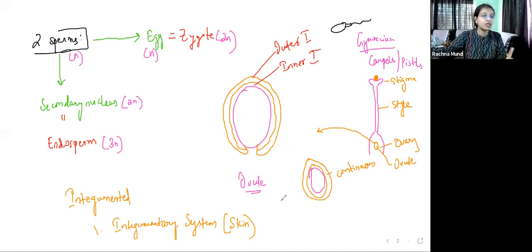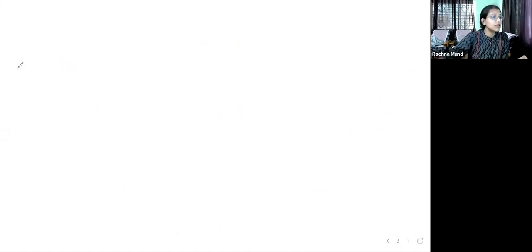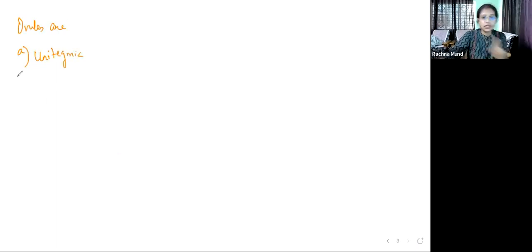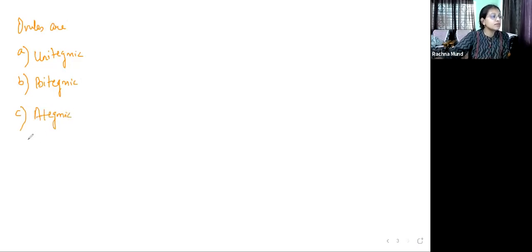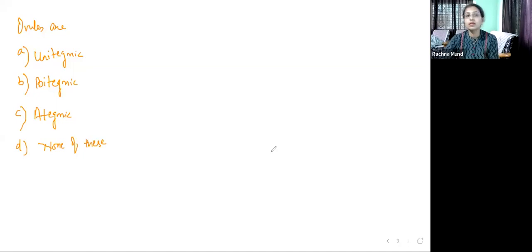And note here, again an entrance question. I'm writing up questions in this page. I'm giving you the options. Question is, ovules are unitegmic, bitegmic, ategmic, none of these. See, from one question, how many questions are we covering? This is the first question. Ovules are unitegmic, bitegmic, ategmic, or none of these. Chintu, try again.